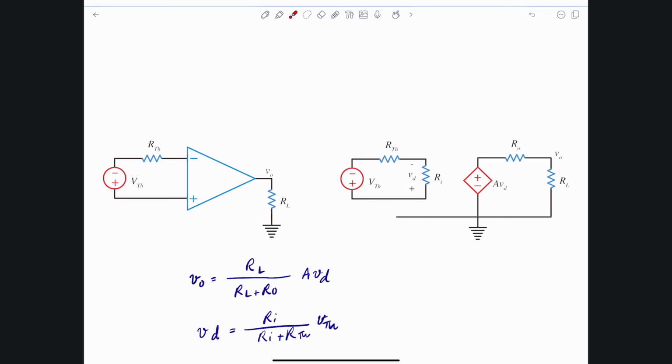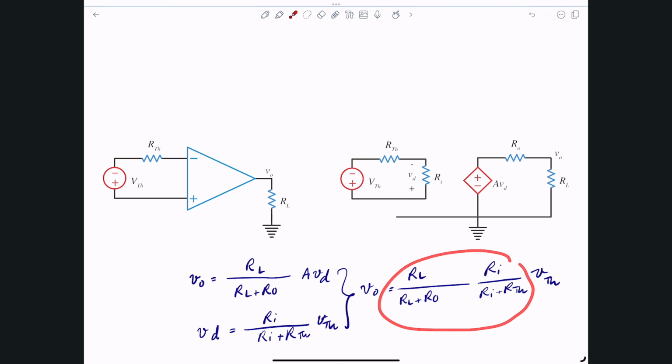So now what I will do is take that VD and substitute it in here. It tells me V output is simply RL divided by RL plus R naught, times R input divided by R input plus R Thevenin, times V Thevenin. So this is how the input is related to the output voltage. There's a bunch of resistors here, and that's basically what we typically call the gain.